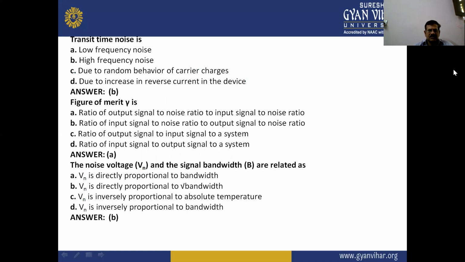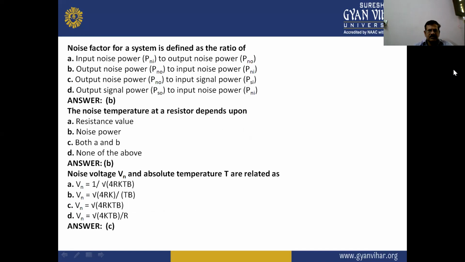And we have some multiple choice questions that are very interesting and important for this topic.